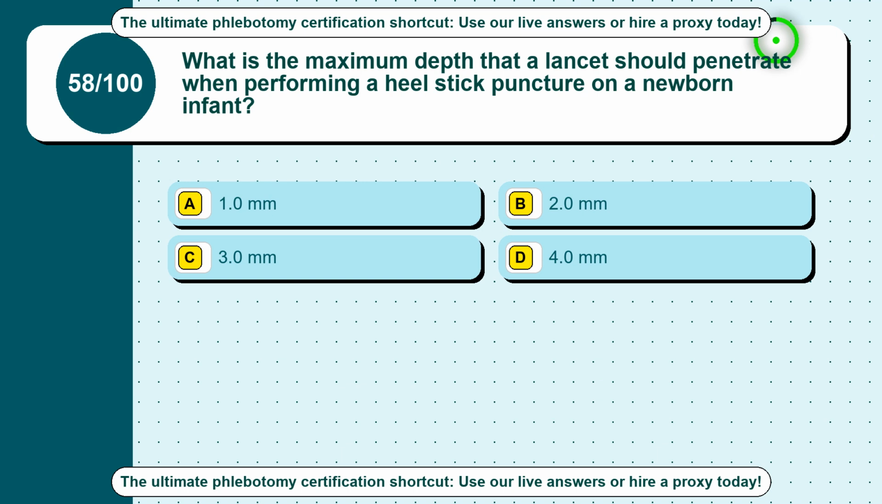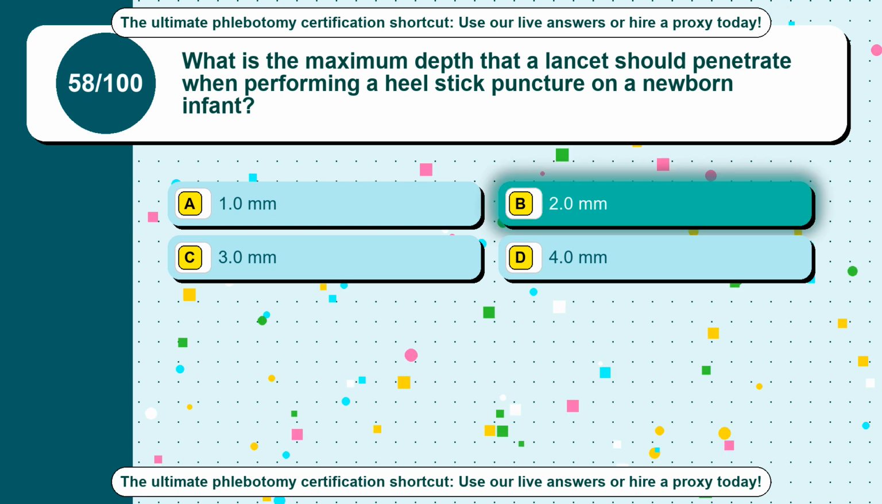Question 58. What is the maximum depth that a lancet should penetrate when performing a heel stick puncture on a newborn infant? Option A, 1.0 mm. Option B, 2.0 mm. Option C, 3.0 mm. Option D, 4.0 mm. The correct answer is option B, 2.0 mm.